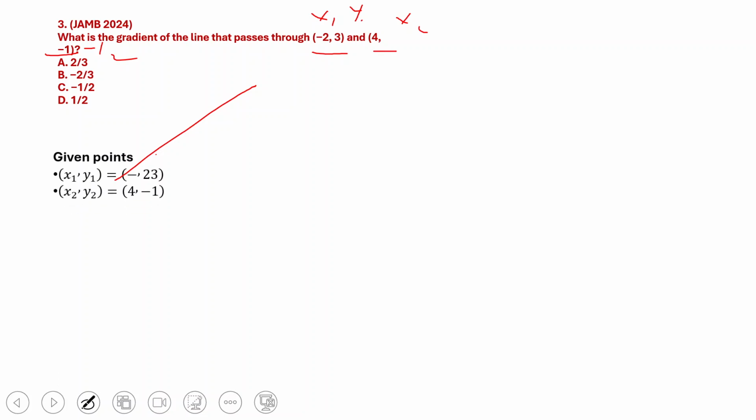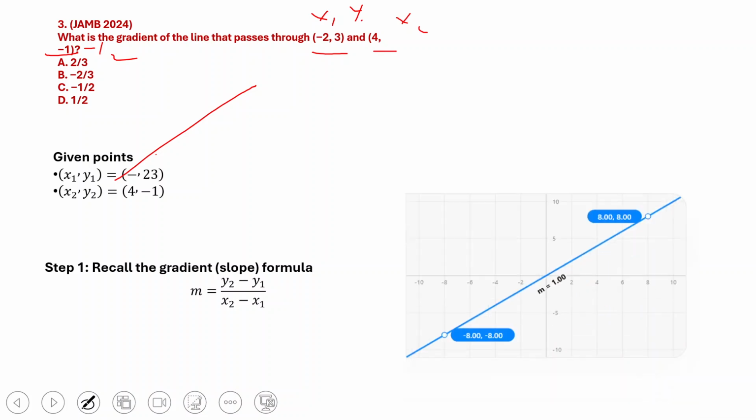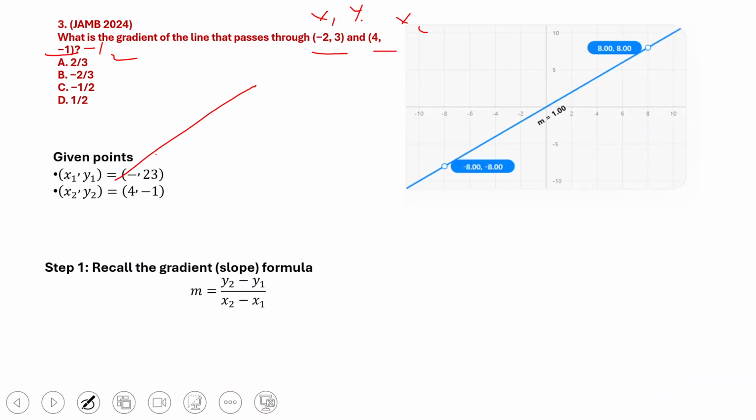Given the points from here, let x1 be -2, and y1 be 3, then x2 be 4, and y2 be -1. Just follow the way it is written here in the question. So recall that the formula for the slope is m equals y2 minus y1 all over x2 minus x1, as given in the question. So actually, this is how it looks.